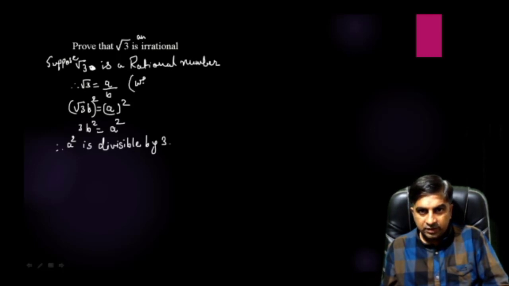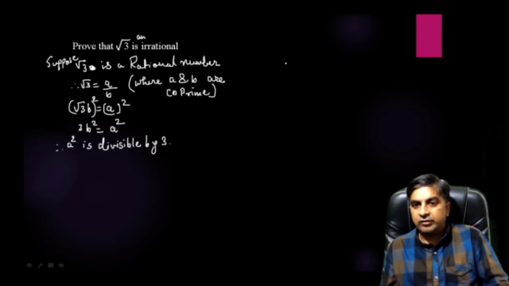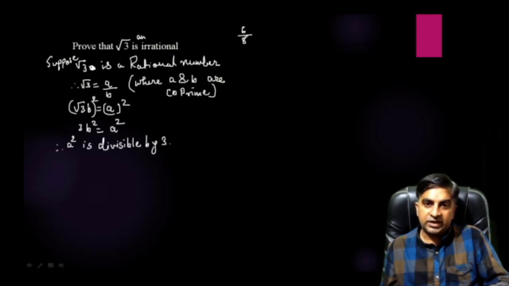a and b are co-prime. Co-prime means that type of numbers that don't have any common factor. Here these two numbers don't have any common factor. Let me tell you how. Suppose I am telling you 6 by 8, are these numbers co-prime? No. We can cancel this and reduce. How? 2 3s are 6, 2 4s are 8, so 3 by 4.